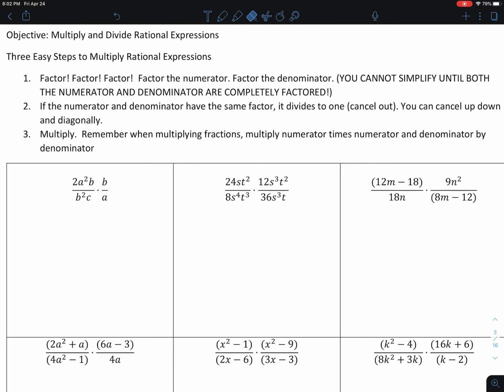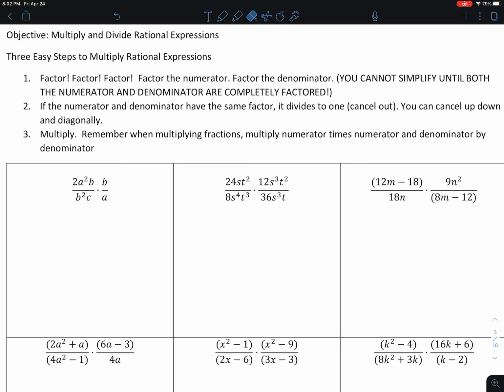Hello, boys and girls. Today we're on day 2 of rational expressions, and today our objective is to multiply and divide rational expressions. Remember yesterday, what did I say was the most important thing? Factor, factor, factor. Well, guess what's the most important thing again today?